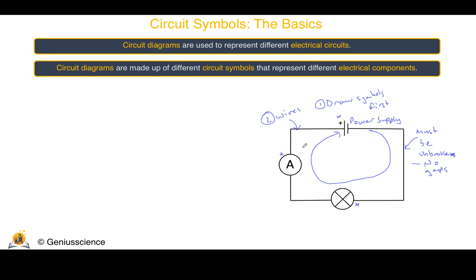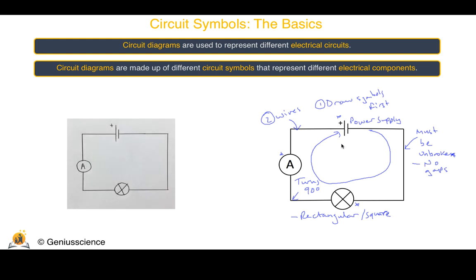Let's look at some other features that good circuit diagrams must have. They should be rectangular or square in shape, and the turns in the wire should be 90 degrees. Here is what the same circuit diagram would look like drawn in pen. So in summary, we have a rectangular shape, a ruler has been used, the lines are unbroken, and the turns are at 90-degree angles.